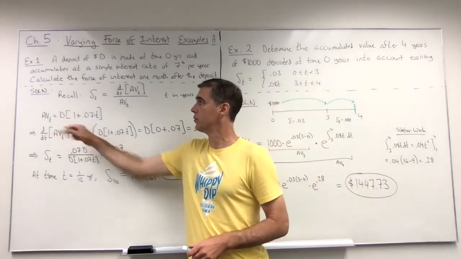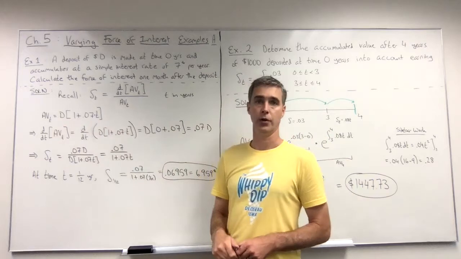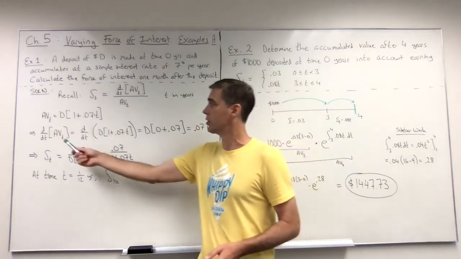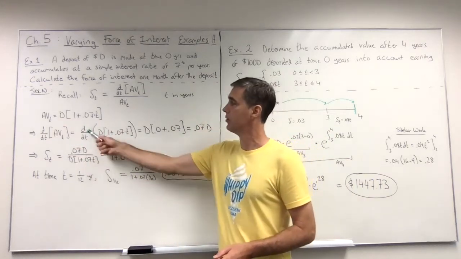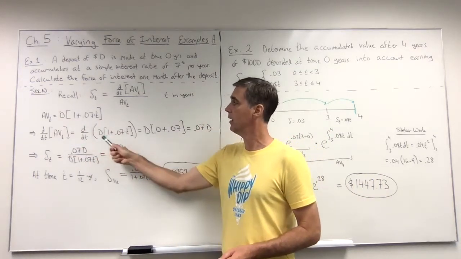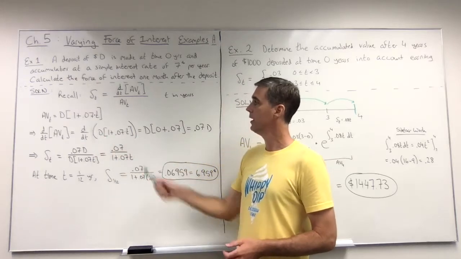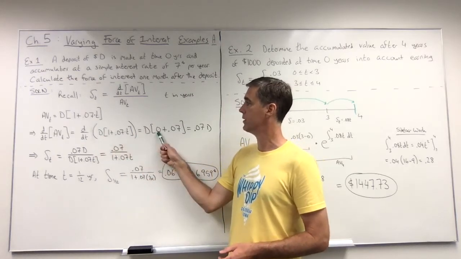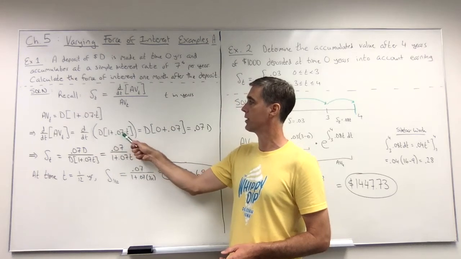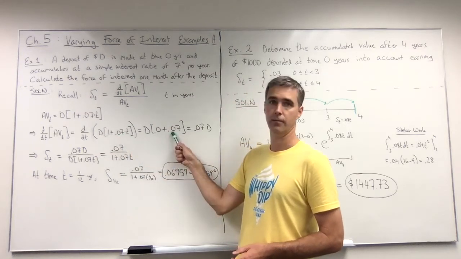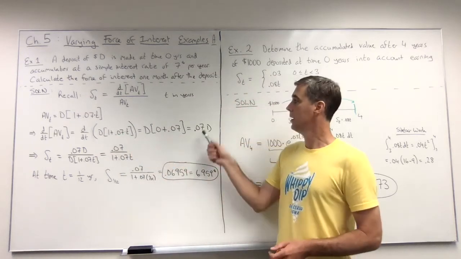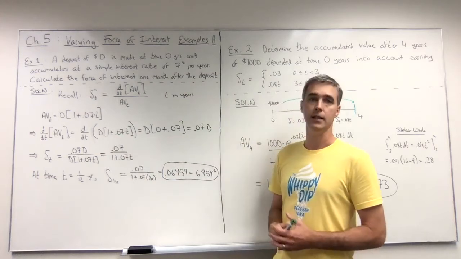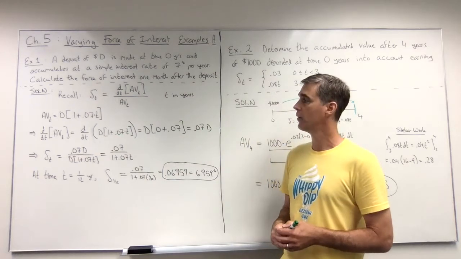D is a constant, we just don't know it. T is our variable here. So I can take the derivative of it, which I'll do in this next line. I'm taking the derivative with respect to t of this expression. D is a constant, I drag it out in front. The derivative of 1 is 0, and the derivative of 0.07 times t is just 0.07. So I get 0.07 times D is the derivative of the accumulated value function.